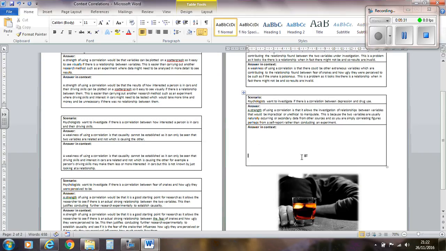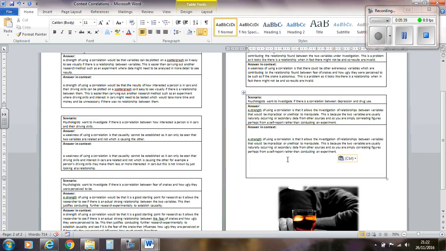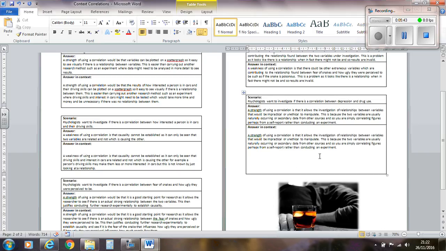And then the final one, we're looking at a correlation between depression and drug use. So we've got a strength of a correlation: it allows us to investigate if there's a relationship between variables that would be impractical or unethical to manipulate. This is because the two variables are usually naturally occurring or secondary data from other sources, and so you are simply correlating figures, perhaps from self-report, rather than conducting an experiment.